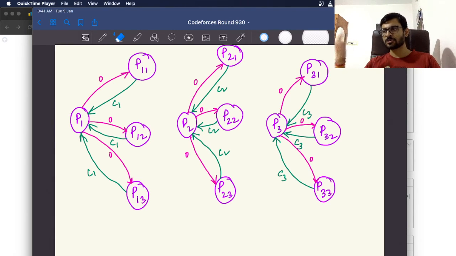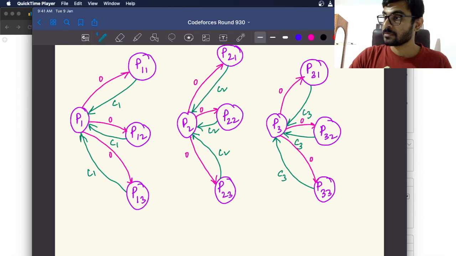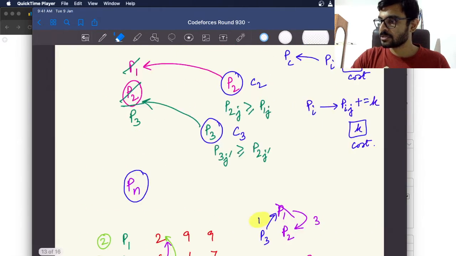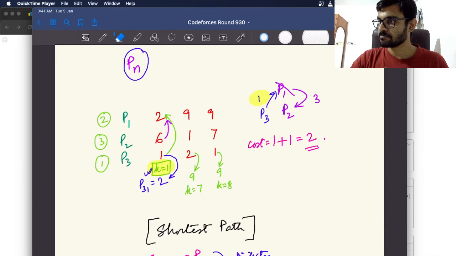Okay, what next? Next thing is, across these, how will I move? From the P1 block to the P2 blocks or P3 blocks, how will I move? P1, P2, P3. Let's take that example. P1, P2, P3, these are my examples. Let us take these examples.